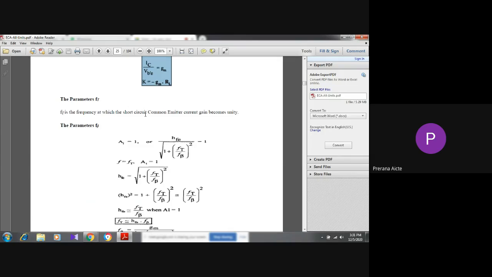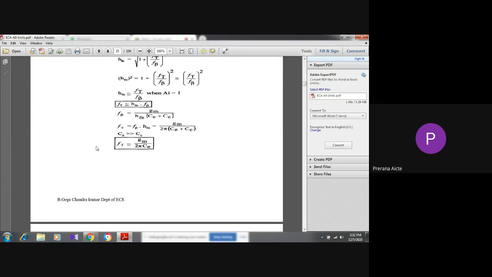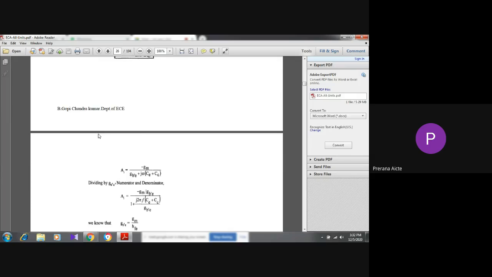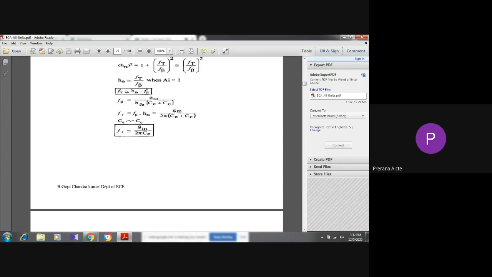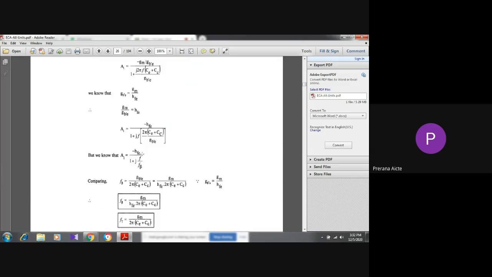And here we have different frequency parameters. Frequency Ft is the frequency at which short circuit common emitter gain becomes unity. So wherever the gain becomes unity, that frequency is called Ft. Next, another parameter is F beta, and the F beta formula is Gm by 2 pi (Ce plus Cc). The relation between Ft and F beta is this one: Ft is approximately equal to HFE into F beta. Very, very important relation.